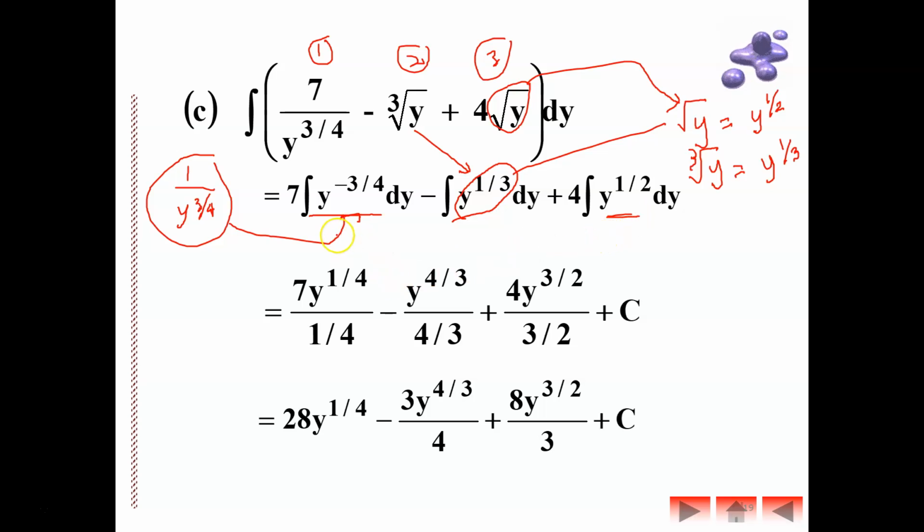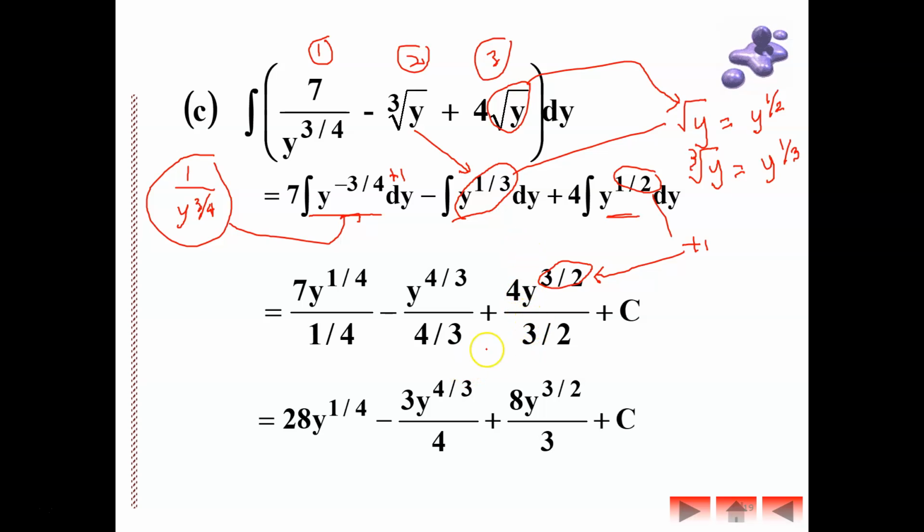So now you can integrate 7, integrate y to the power of negative 3 over 4, you add 1 to the power. So you get y to the power of 1 over 4, divided by 1 over 4. The same for y to the power of 1 over 3, when you integrate, we add 1, so you get this. And lastly y to the power of half, why does it become like this? Because you add 1 to the half, then you get this. Sorry, it's a bit messy.